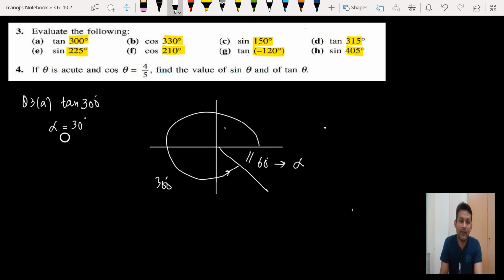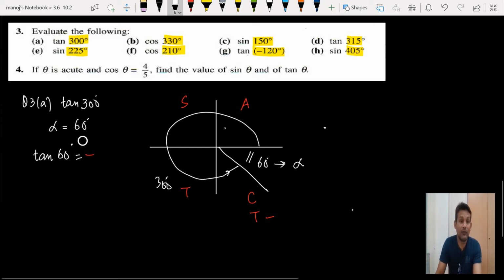When you know alpha is 60 degrees, you just need to find tan 60 degrees, and tan 60 degrees and tan 300 degrees will have the same value. But there is only one problem. In the fourth quadrant, cos is positive but tan is negative. So whatever the result of tan 60 is, you will write a negative sign.